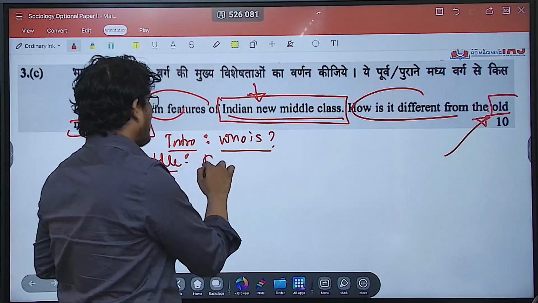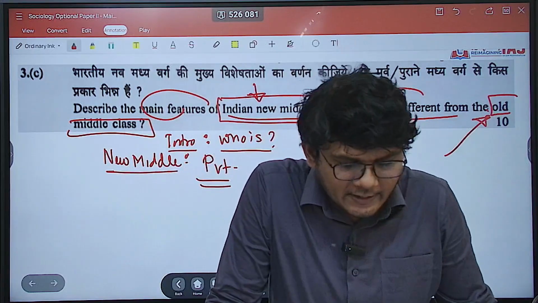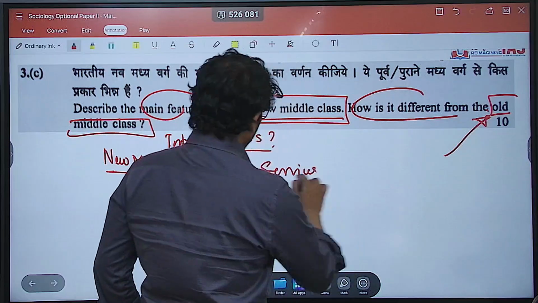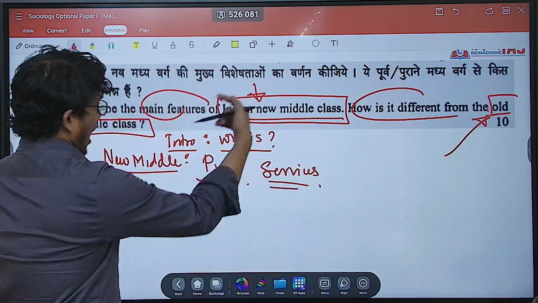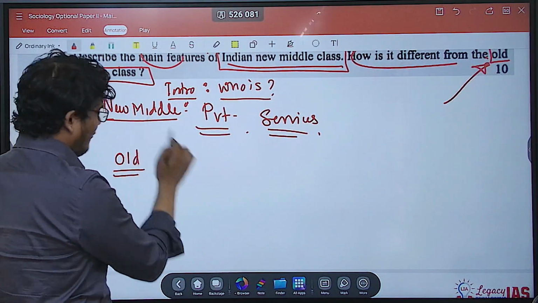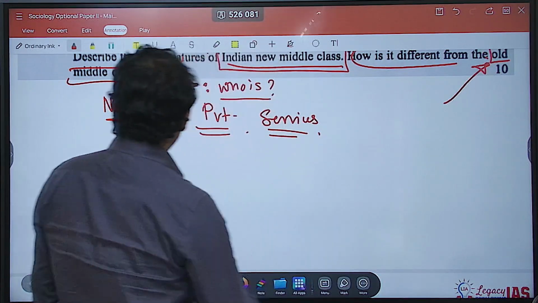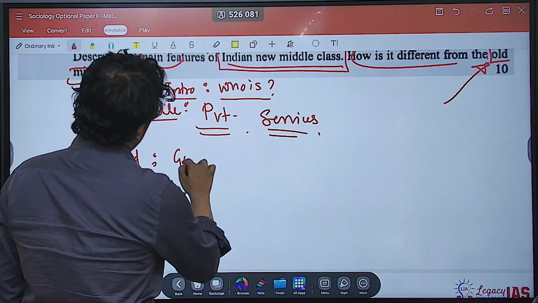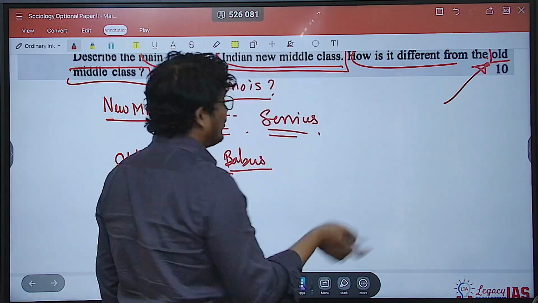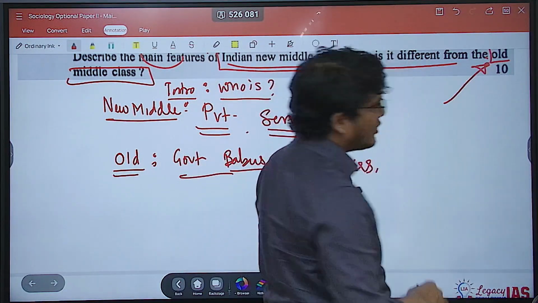It is majorly in the private sector. Anyhow, the government jobs are declining, the private jobs are increasing, so they are in the private sector. They are mainly in the services sector, and so on and so forth. Now, how do they differ from the old middle class? If you talk about the old middle class, the genesis of which is found in British India, these were the government officials called the babus, who were the salaried employees. Generally, the then middle class was made up of the lawyers, the doctors, the teachers, right?